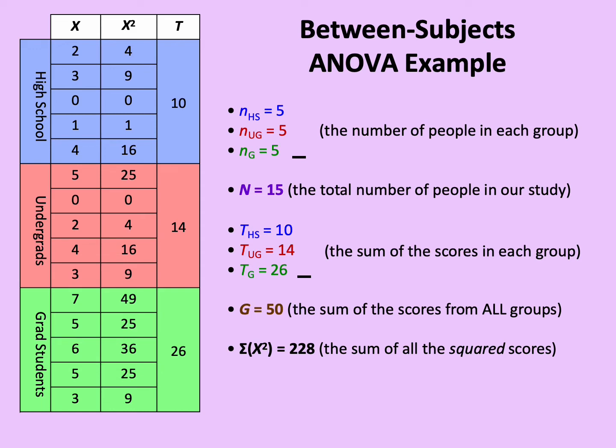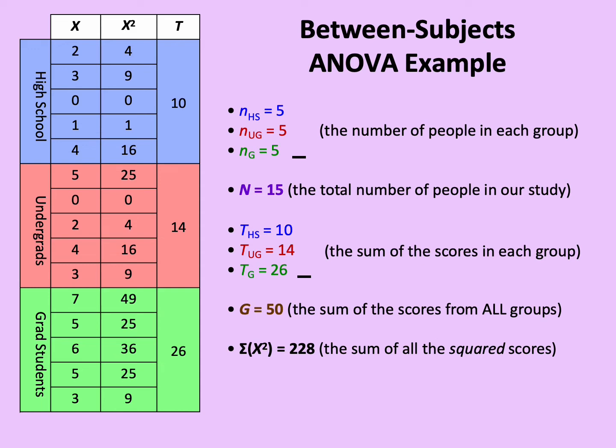And then the very last thing we need to do is sum up this column. We just take the sum of the X squared column. If we add up all of these values, we get 228. So G is the sum of all of the values of X, whereas the sum of squares is the sum of all of the values in the X squared column. That's where we have our 228.